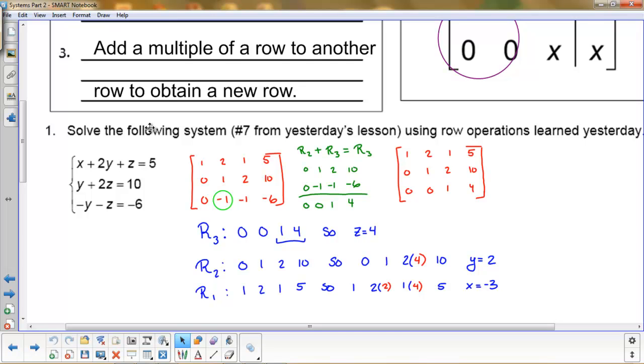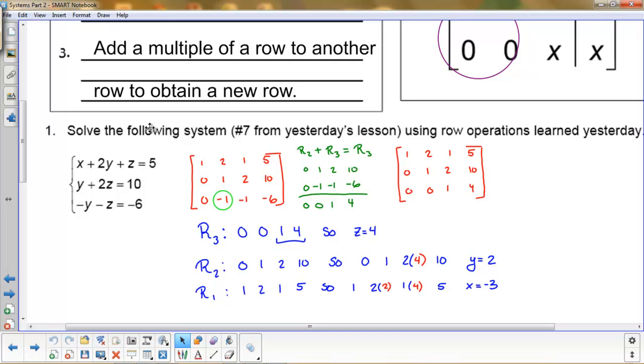Now I'm going to go up to row 2, and I'm going to go ahead and utilize that information to figure out what y is. Since this is the y value and this is the z value, I'm going to multiply the z value times 2, and 2 times 4 is 8. Using PEMDAS, I'm going to subtract this to the other side, making 10 minus 8 equals 2. So y is 2 in this particular case.